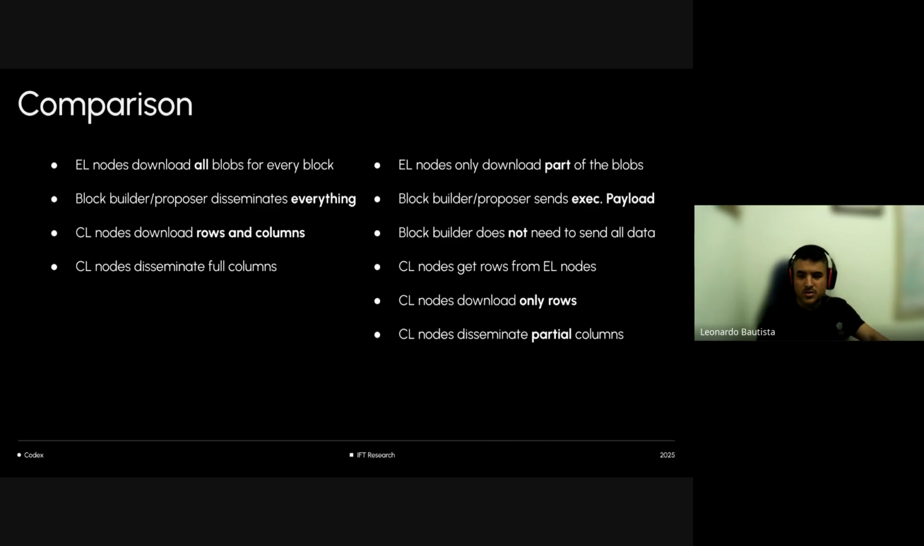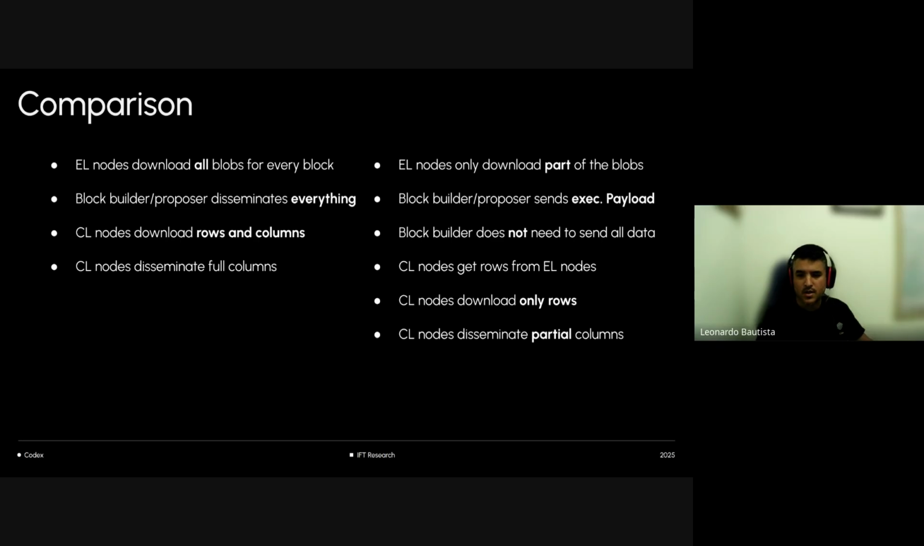Now, the consensus layer nodes get rows from the execution layer nodes. So they have to custody the same rows. So basically, you say to the execution node, hey, give me the blob. So basically, you are just moving it from one part of the disk to another part of the disk. So you don't get it through the network. The other aspect is that the CL nodes have to download both rows and columns, which is not great.